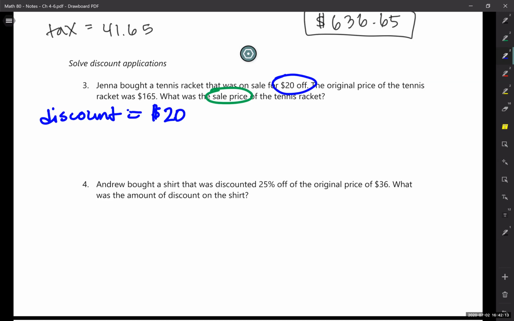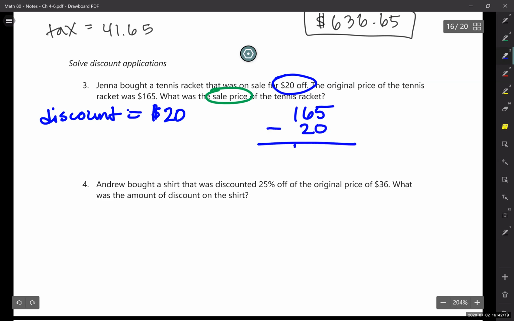Okay, so if I have a tennis racket that's $165 and you're telling me it's $20 off, there's my total. I wonder if I meant to write percent. I probably did. That's probably a typo, but don't worry, we'll get extra practice in number 4 so you get the hang of it. So sales price, you take the original price minus the discount.